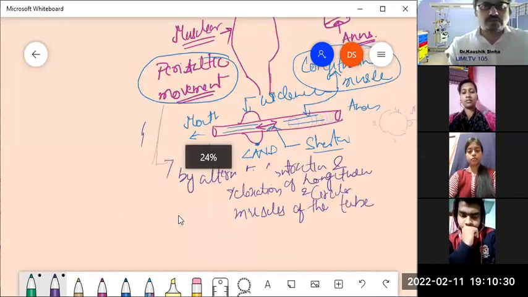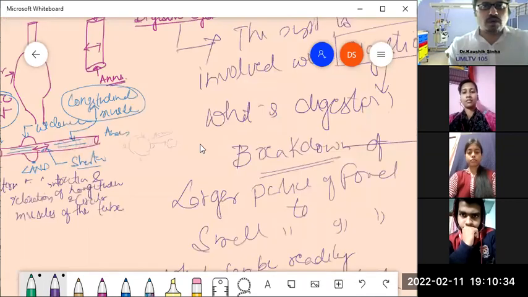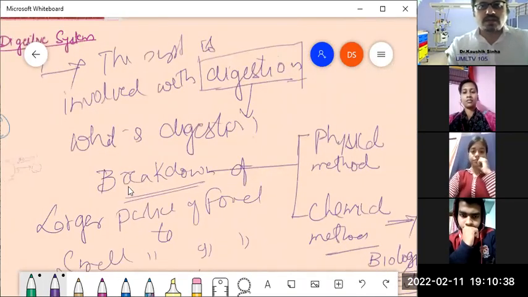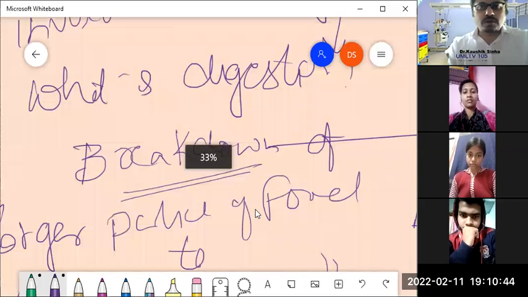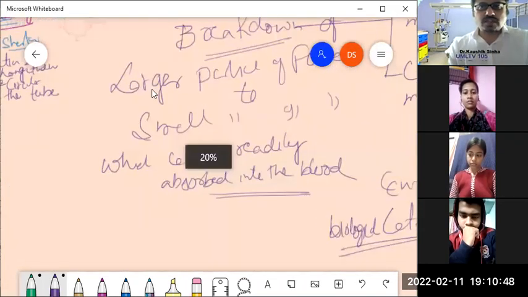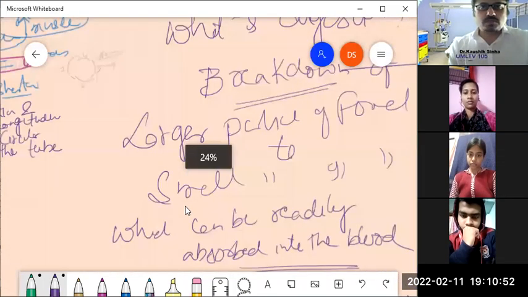Okay, so that was a short introduction. And after that, I explained what digestion is, and that is explained on this part of the board: it basically means the breakdown of food particles. So here it is written, breakdown of food particles. What kind of food particles? Which are relatively larger in size. So larger food particles are broken down to smaller food particles.